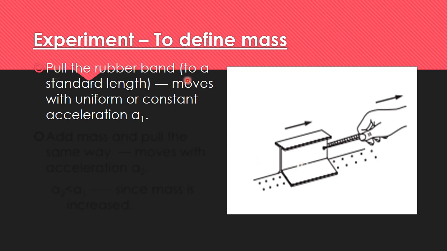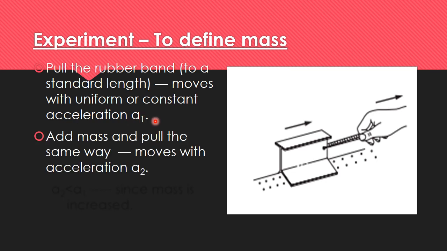First of all, we pull the rubber band. You can see a rubber band here. We pull the rider along this direction, pulling the rubber band to a standard length. What happens? This rider moves with uniform or constant acceleration. Let it be A1. So when we pull a rubber band to a standard length, the rider moves with constant acceleration A1.